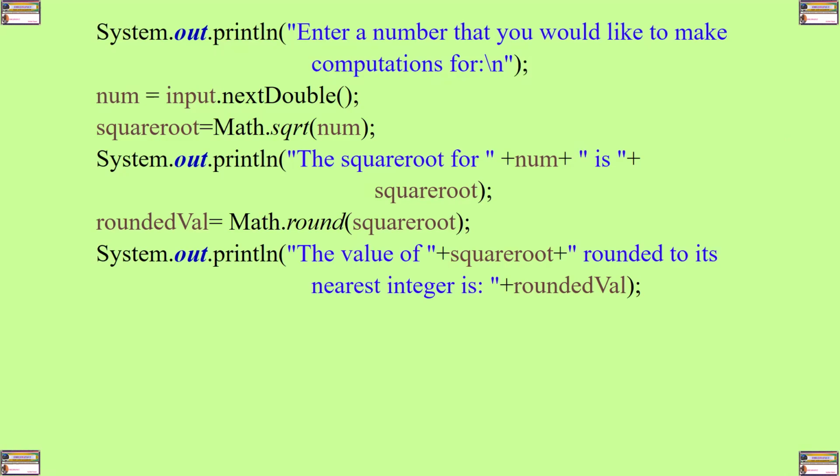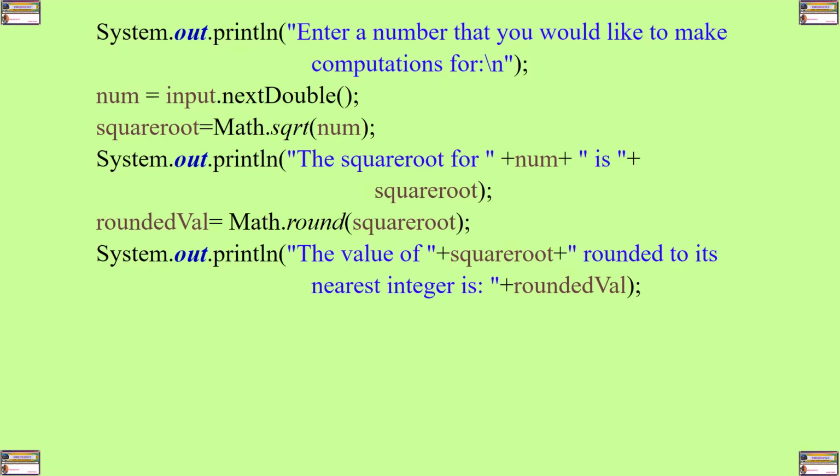From there, we display the value that has been rounded using the statement, the value of, we pick what is in the memory location called squareRoot. For example, if what is in squareRoot is 2.0, then the statement will be displayed as the value of 2.0 rounded to its nearest integer is, so the processor will pick the value from the memory location called roundedVal and display it here. So the answer will be, for example, the value of 2.0 rounded to its nearest integer is 2.